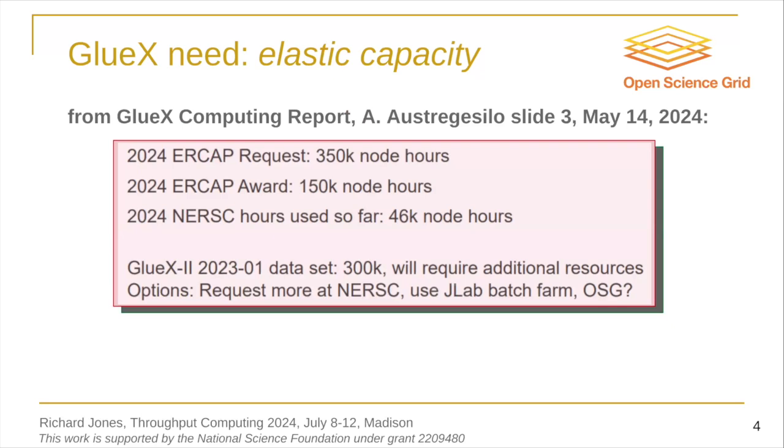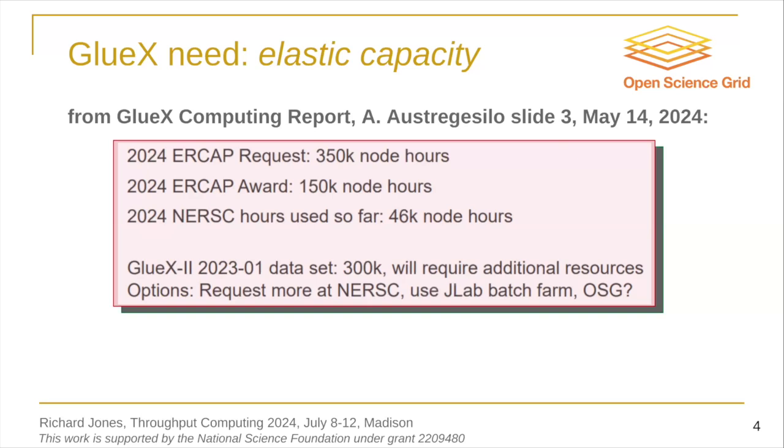In fact, we have data from 2023 that we haven't cooked yet, and we need 300K of these node hours, and we have none. This will take us 2 years at our present NERSC allocation just to get the data produced, and then analysis can begin.